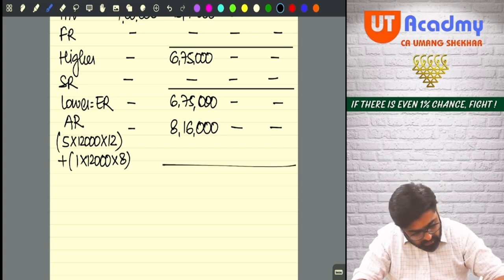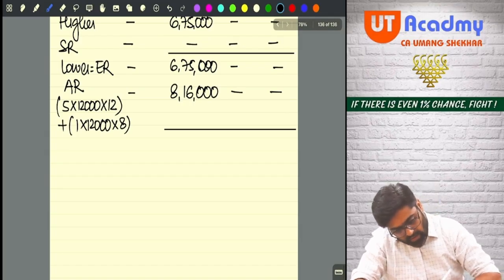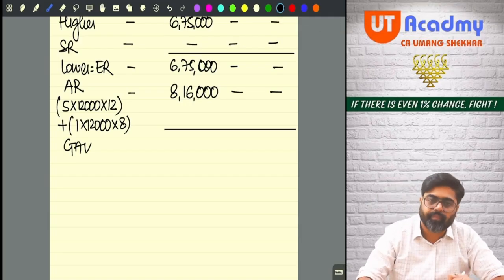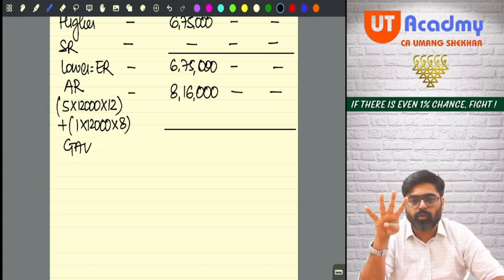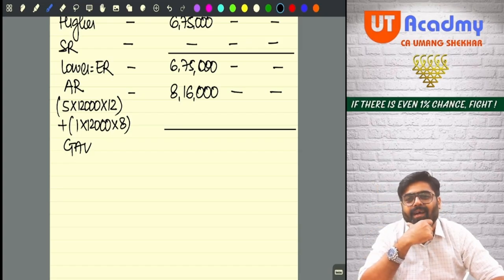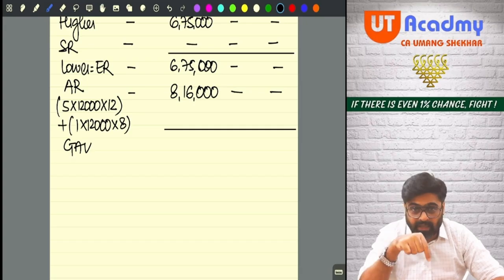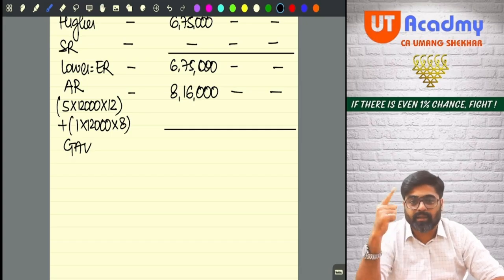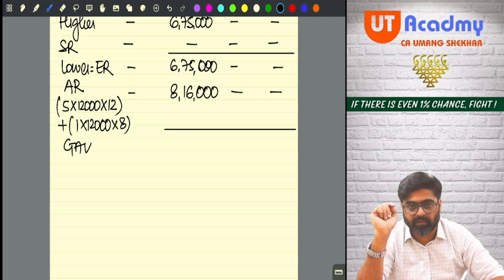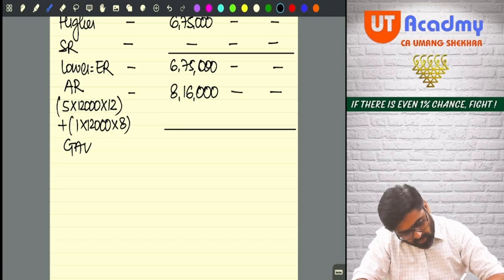8,16,000. Is it correct? Please check. Done? Okay. Now I will directly say GAV. See, even if there is 4 months vacancy in my one unit, still my actual rent is higher than expected rent. Then actual rent will be taken as GAV.